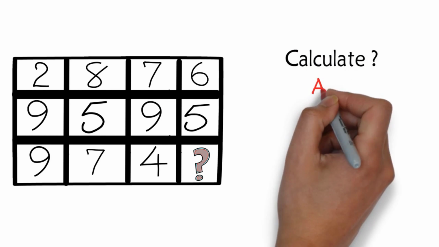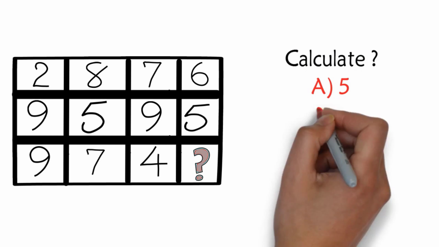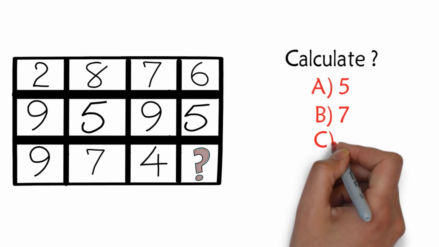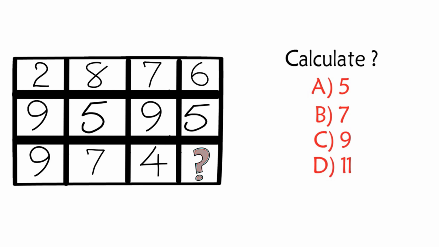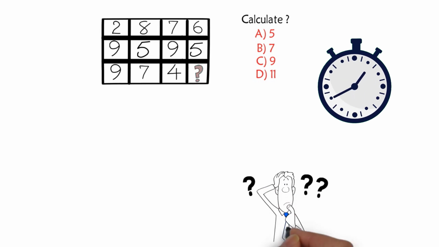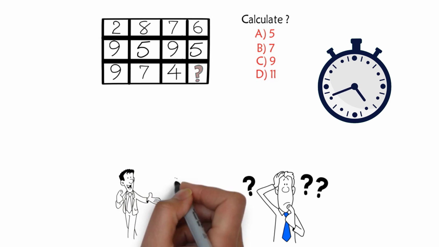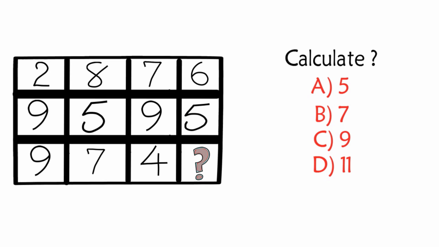You can choose from one of 4 different choices. Choice A, 5. Choice B, 7. Choice C, 9. And then choice D, 11. Do you think you can come up with the answer? Give yourself 5 to 10 seconds. This is about as much time as you will get in the test. Let's continue to see how we can get to the correct answer together.